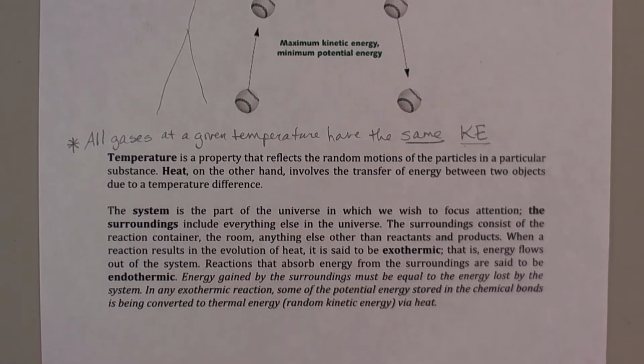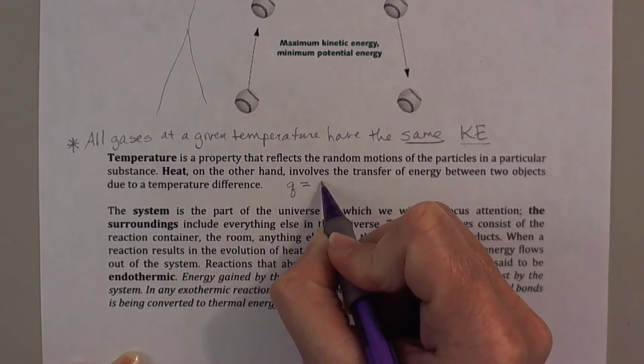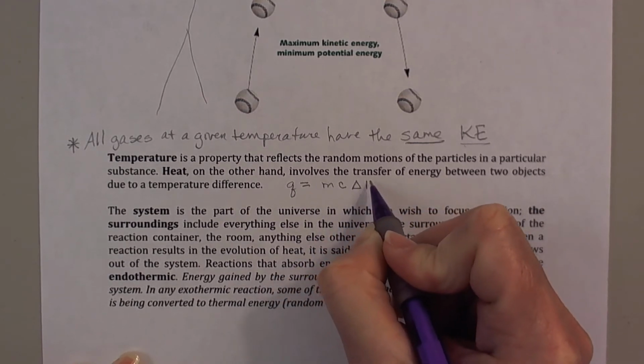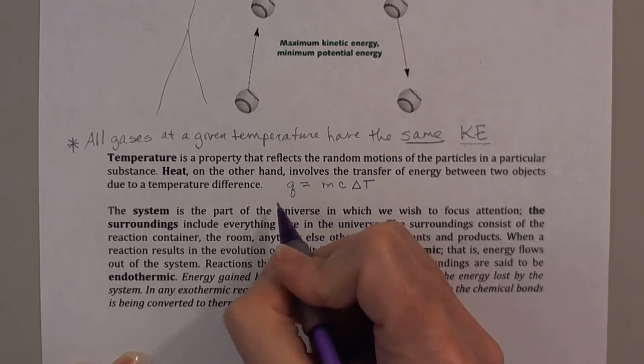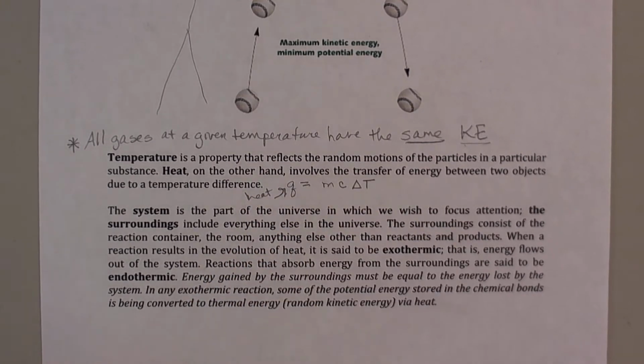Now, heat, on the other hand, involves the transfer of energy between two objects, and that occurs due to a temperature difference. And we're going to look at that later. The equation for heat equals mass times the specific heat times the change in temperature. So Q equals heat. And we're going to look at that on page 5 of your notes a little bit later.